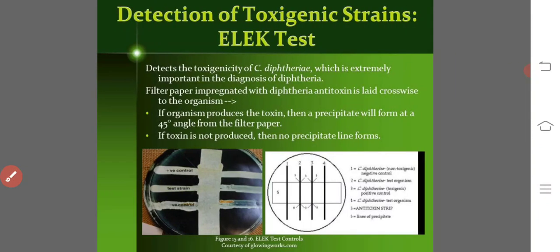Here there is a detection of toxigenic strains, the Elek test. It detects the toxigenicity of Corynebacterium diphtheriae, which is extremely important in the diagnosis of diphtheria.